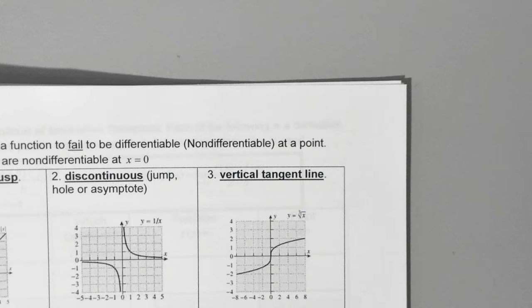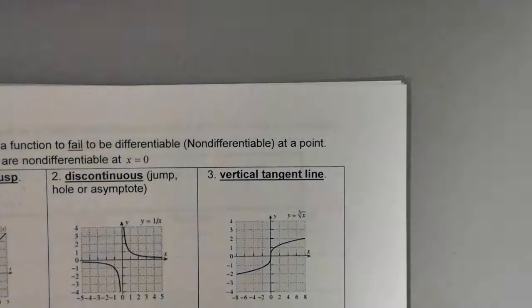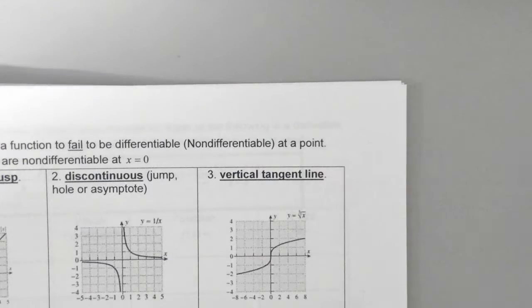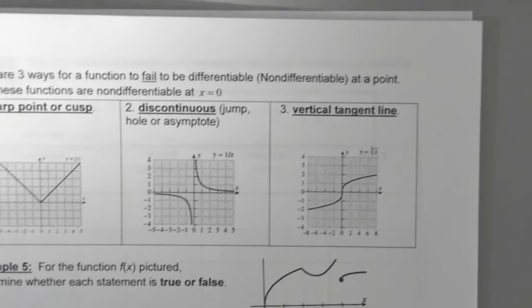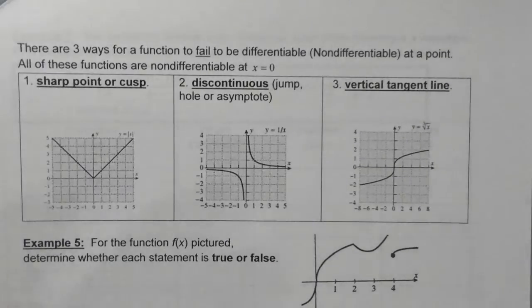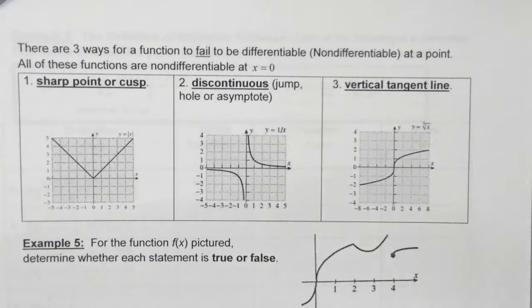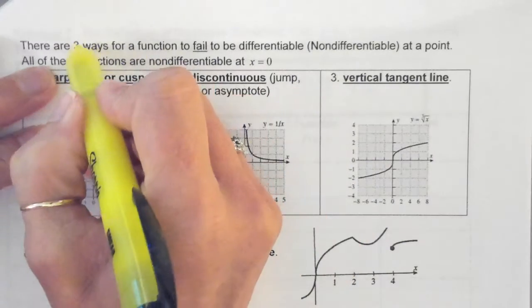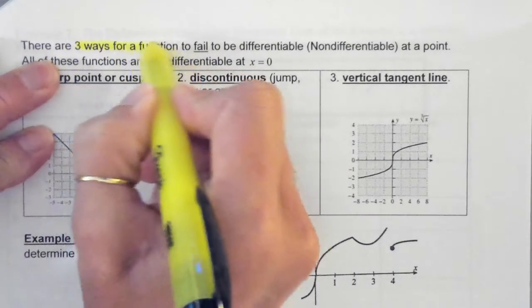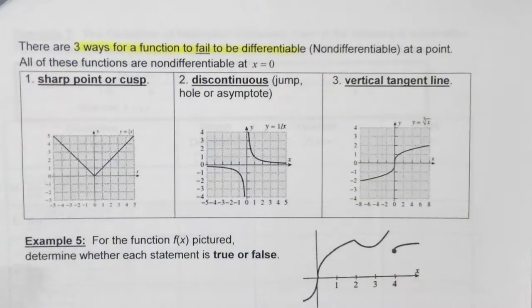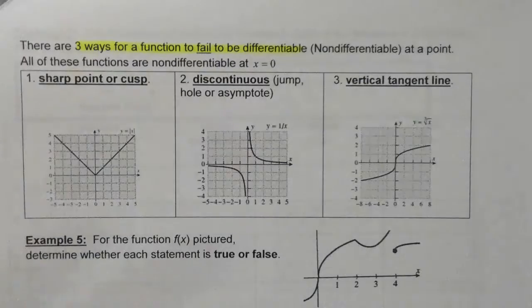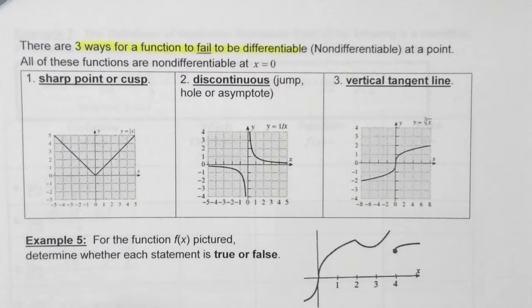All right, so we're on the top of page 7, and the reason why we're here first is because I want to talk about when you cannot differentiate a function or when you cannot find the derivative. So there's 3 ways for a function to fail to be differentiable, meaning you cannot find the derivative at a given point. And we've talked about a couple of these indirectly.